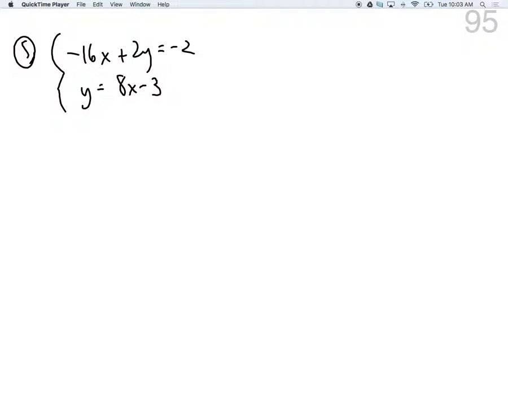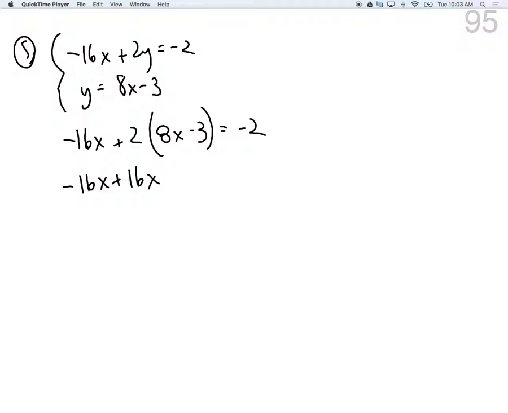No solution. Why? Because when you plug in the 8x minus 3 into the y, after you solve that, you get negative 3 equals negative 6. Close enough. You get two numbers that aren't equal to each other. Everybody else got no solution?